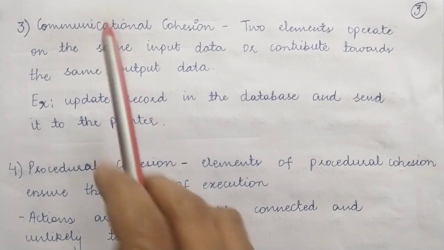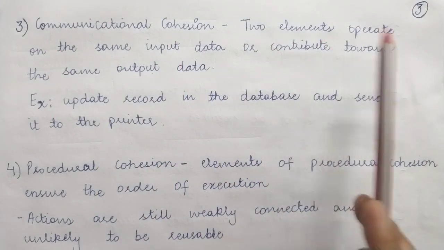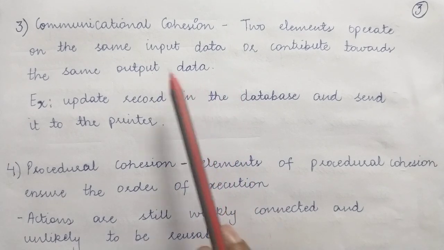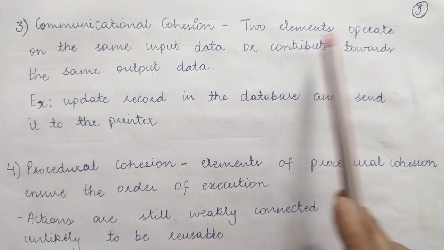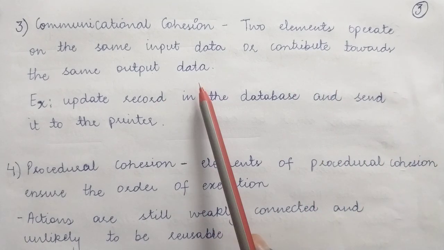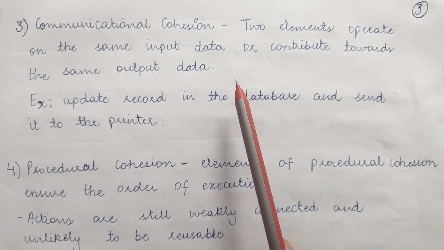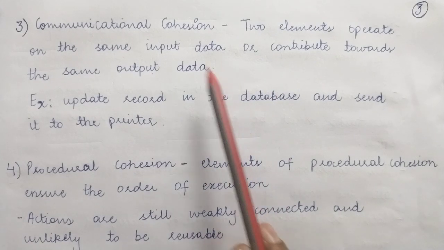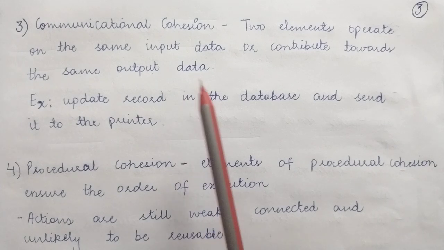The third kind of cohesion is communicational cohesion. In communicational cohesion, two elements operate on the same input data. So basically there is only one set of input data which is being operated upon by two elements. That means more than one element contributes towards the same output data. So basically whether it is input data or output data, two elements are operating on either the same input data or they are contributing towards the same output data.